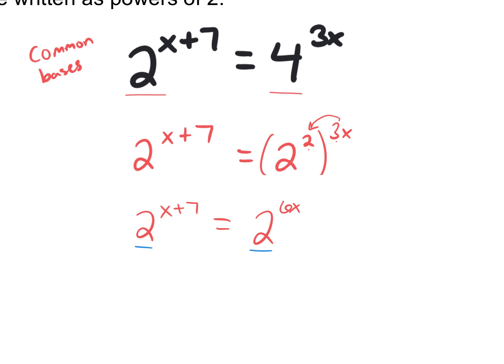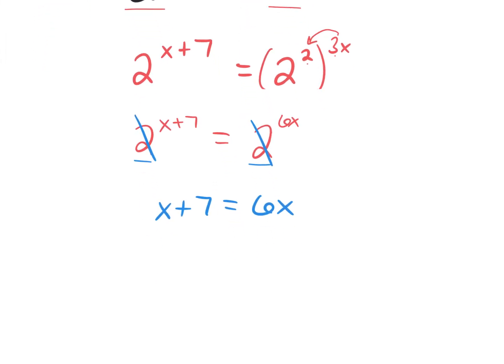So what's nice, once you have common bases, you can just cancel them out. And then we're left with the exponents. x plus 7 equals 6x. Because we know if the bases are the same, then their exponents have to be the same in an equation. So this just turned into a basic algebra problem.